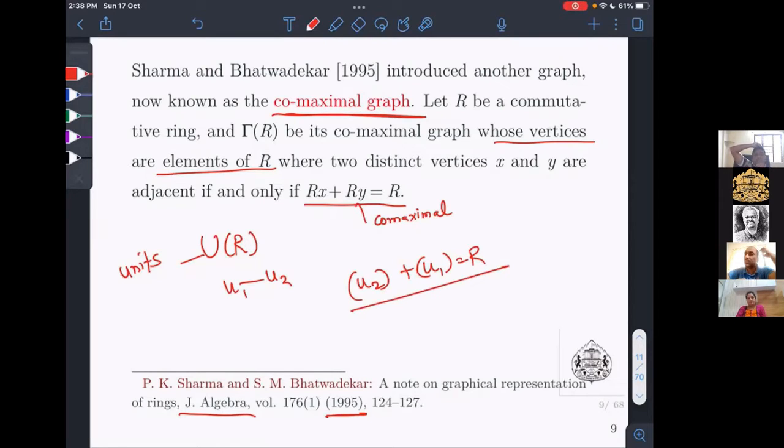So if you pick up any two elements from U of R, they will be adjacent. In fact, any two elements of U of R will be adjacent, and therefore they will form a complete graph. Is that okay? Complete graph means any two vertices are adjacent. Okay, this is one observation.